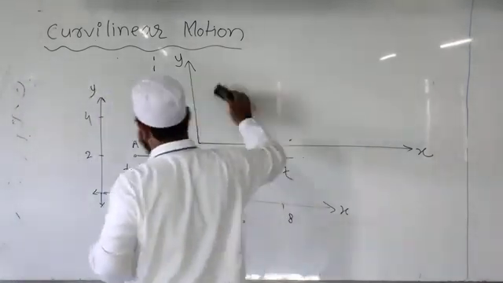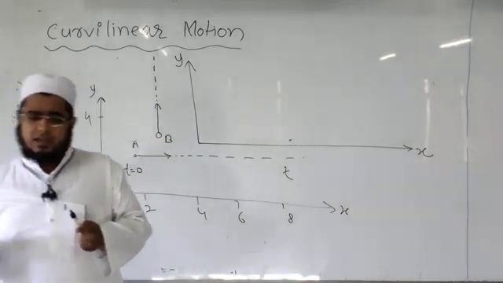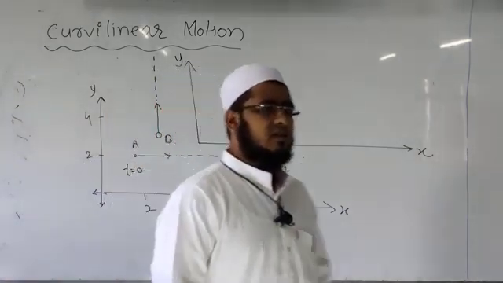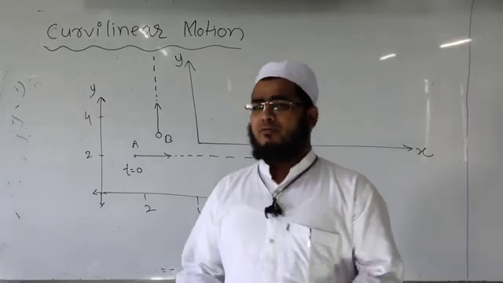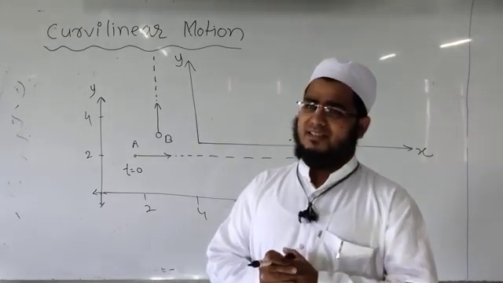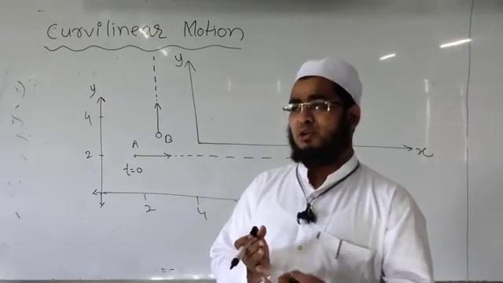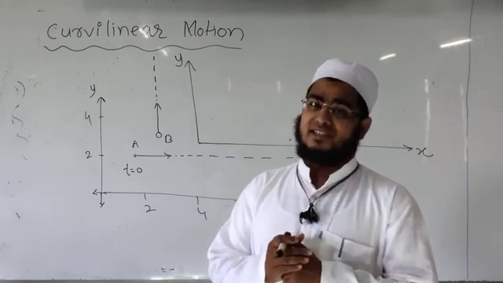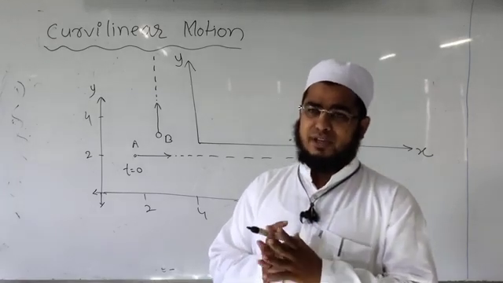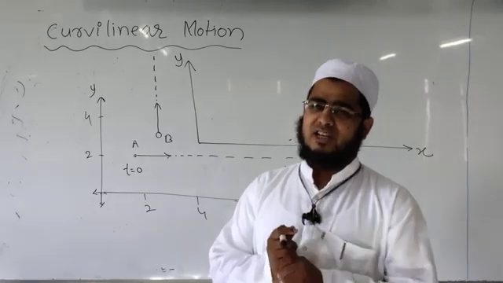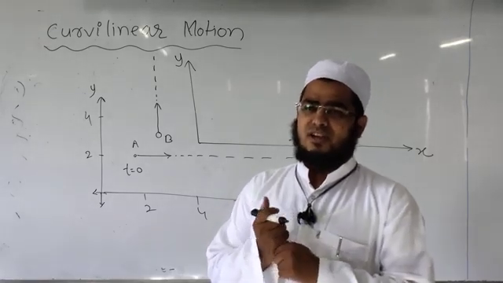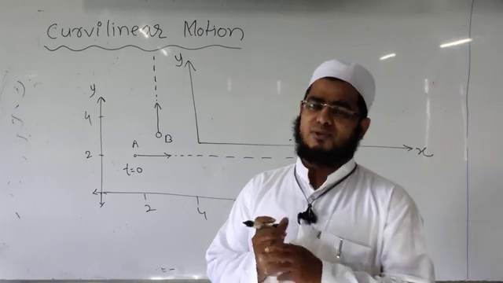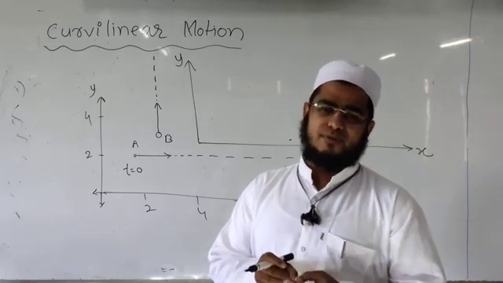So in curvilinear motion, as this curvilinear motion has variables in two directions, that's why we have to consider the velocity in two directions, acceleration in two directions, and displacement. If direction is decided accordingly with reference to axis, we have to calculate the displacement of the object.